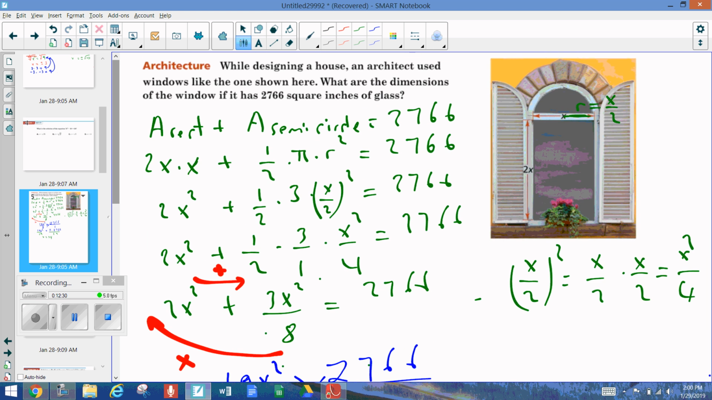So what are the dimensions? Can you answer the question now? What are the dimensions? Exactly. This is 34 and this one is 2 times 34. Okay?